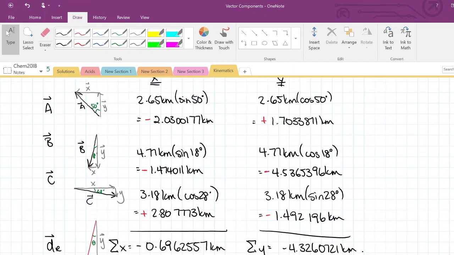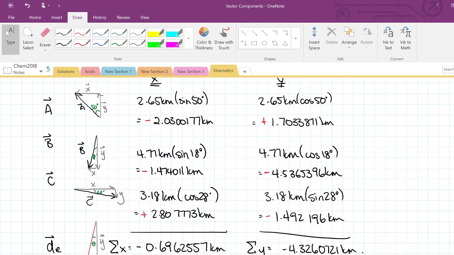Last, I'm going to take the sum of all of these x components, including the sign. So take the sum including the signs that you inserted, and that'll give you negative 0.6962557 kilometers. And I'm going to take the sum of all the y components, which gives me negative 4.3260721 kilometers. There we go.